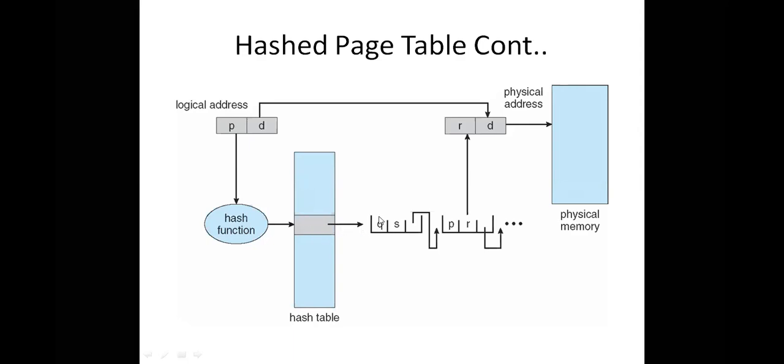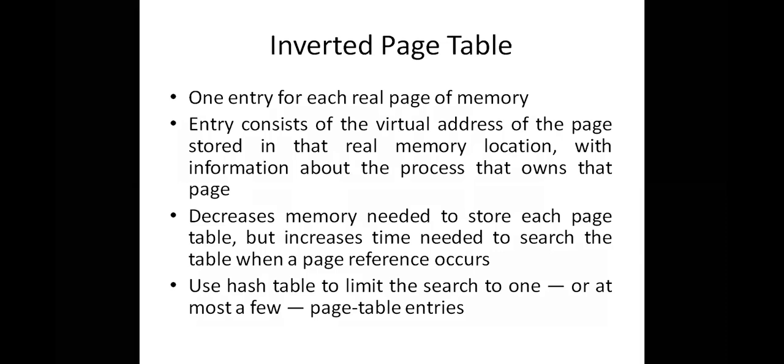So this is the page number and this is the frame number. Likewise, each and every node is linked to some other node. Whenever you know the frame number, the offset will be added to that particular frame so that we will get the physical address. This is the idea of the hashed page table. We go to the hashed page table when the size of the logical address is more than 32 bit. And the next one is the inverted page table.